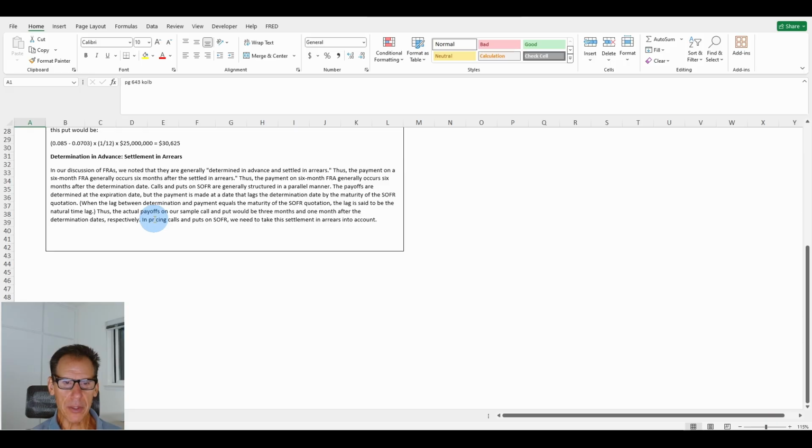In pricing calls and puts on SOFR, we need to take the settlement in arrears into account. And I bet you we do that next.